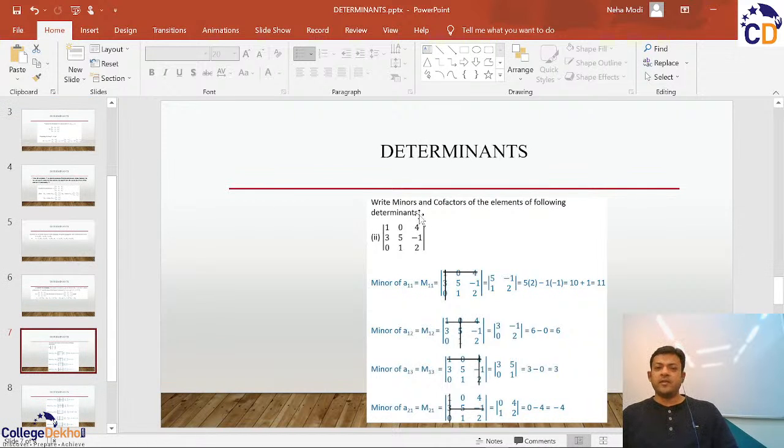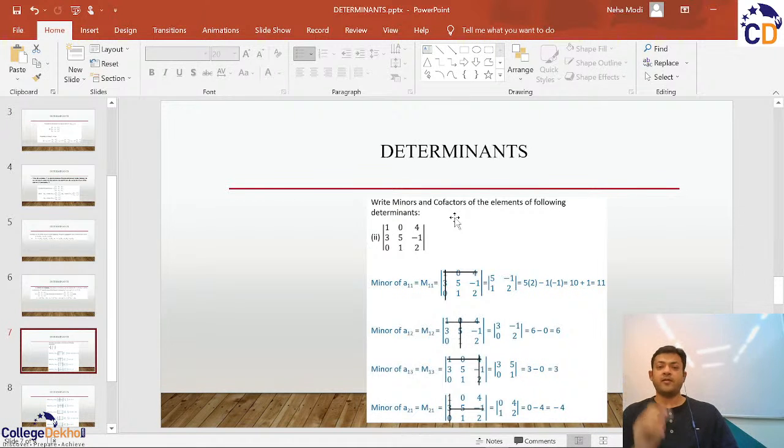Now there is a determinant which is 1, 0, 4 in the first row, 3, 5, -1 in the second row, and 0, 1, 2 in the third row. For this determinant, we intend to find the minor of the first element. As on the screen, we'll hide the first row and the first column.